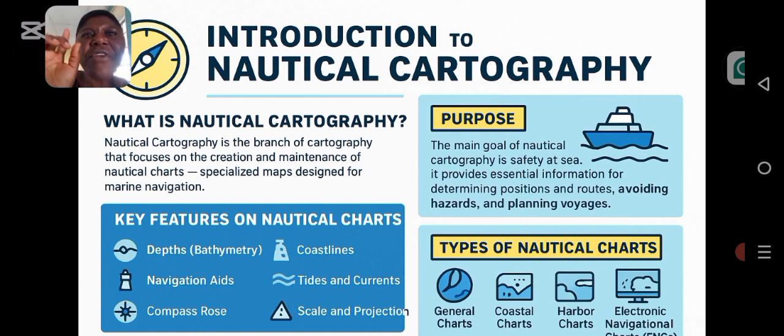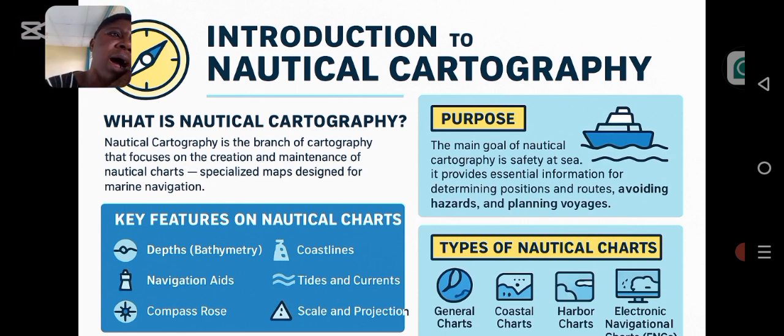Also, reef must be shown, sandworm must be shown. So these are very, very important. So when you see such on a chart, just note that that is a nautical chart, and these features are very paramount on a nautical chart.